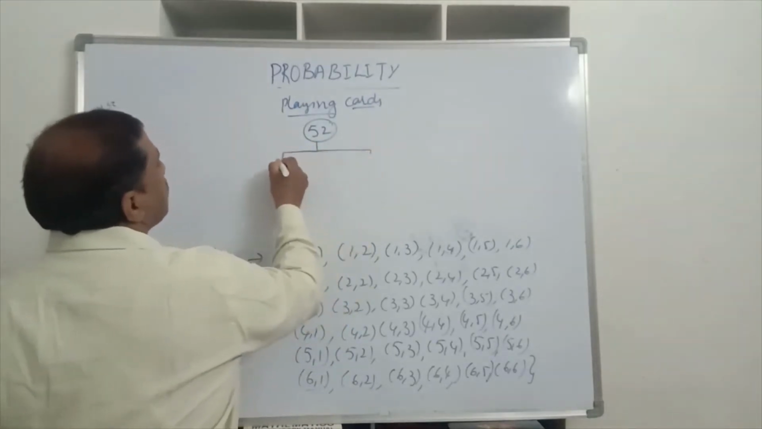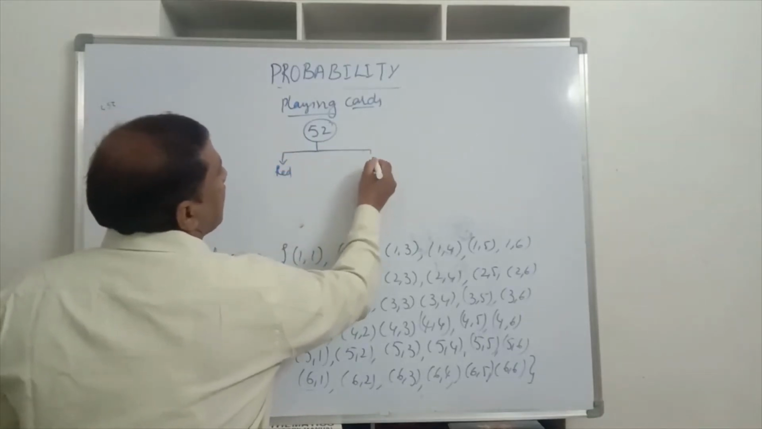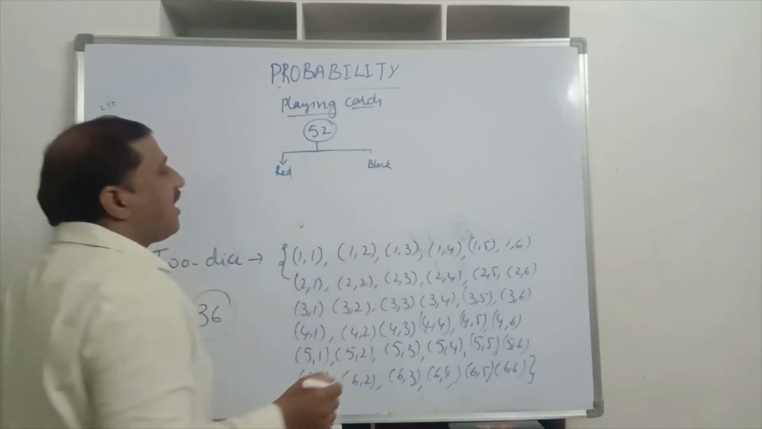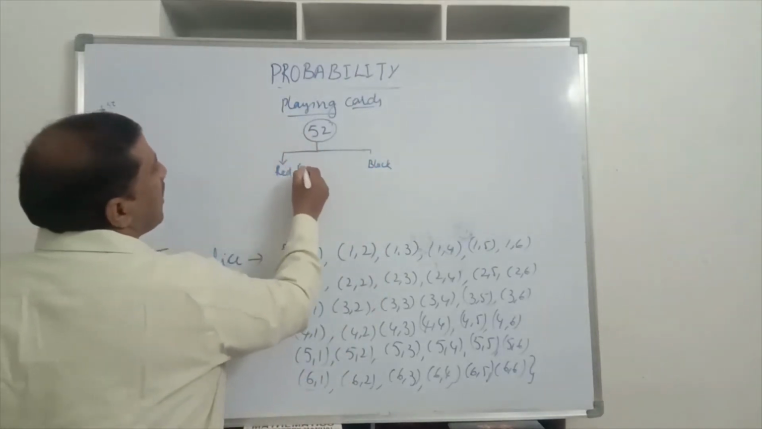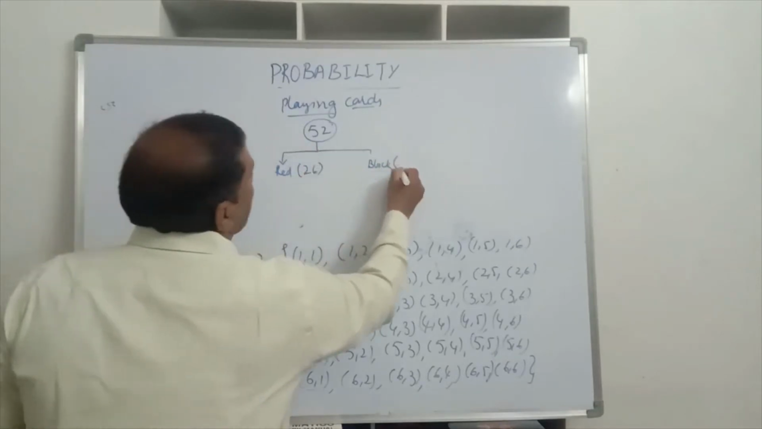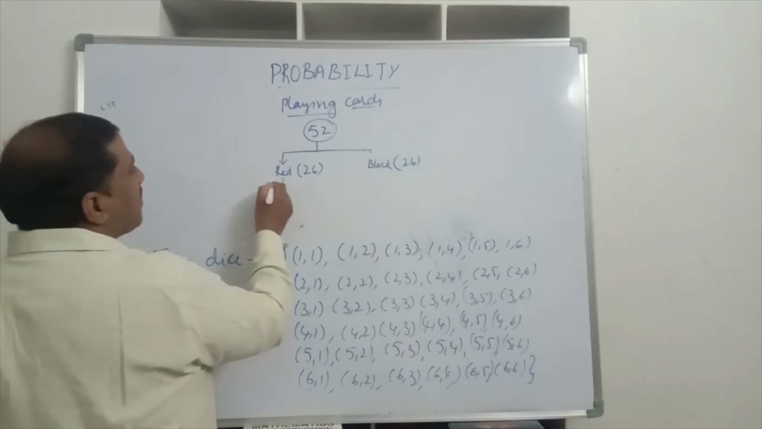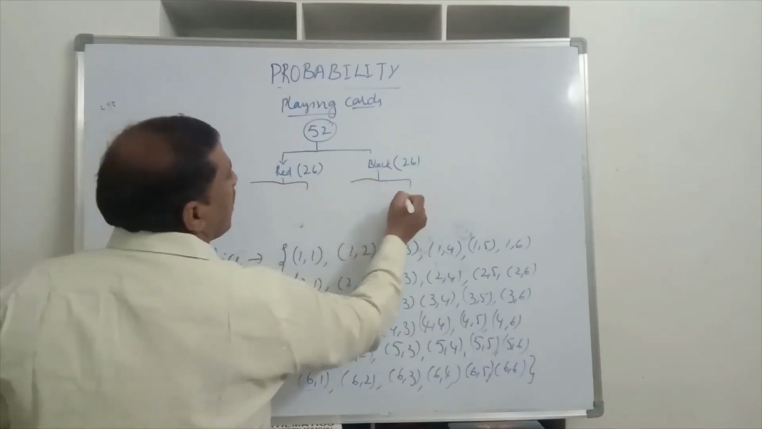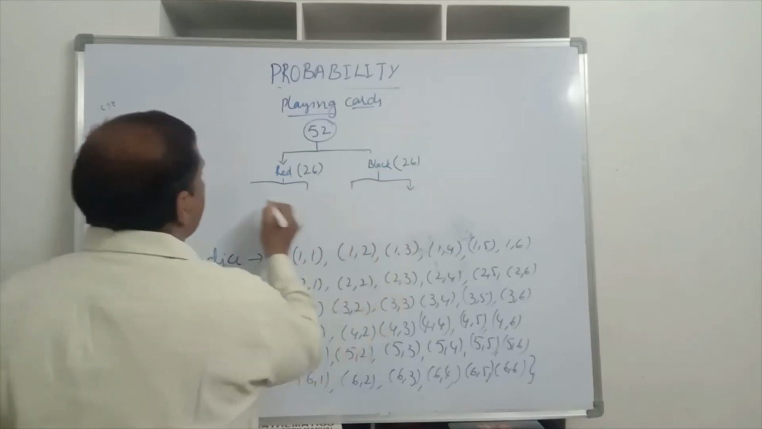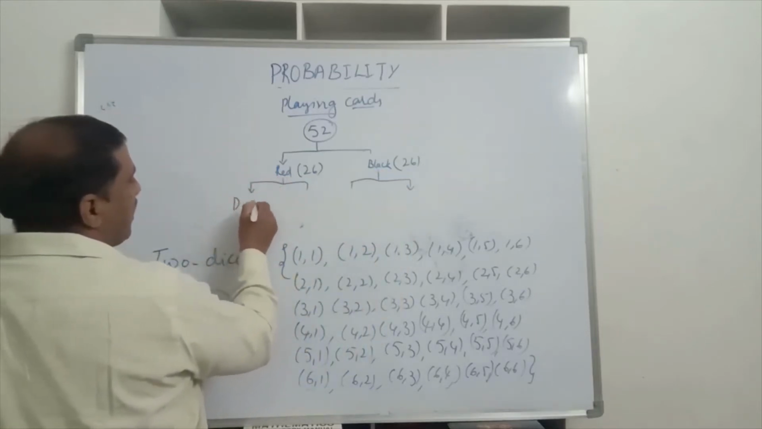First color, what is it? Red color is one. The other one is black color. Black color cards and red color cards, equal number of cards are there. So how many red color cards are there? 26. And how many black color cards? Again 26. These red color cards are classified into two types, and black color cards also have two types. What are the two types in red color? Diamond is one.